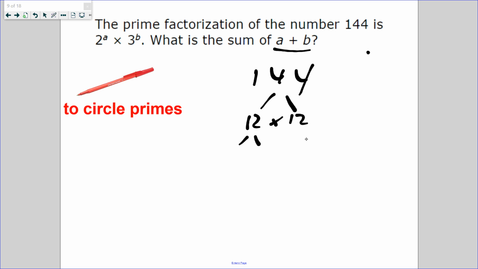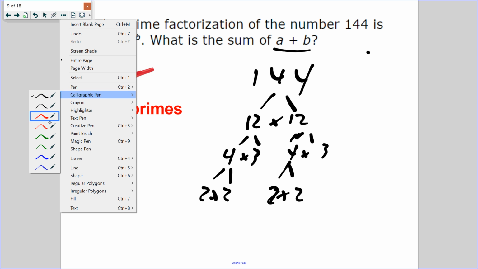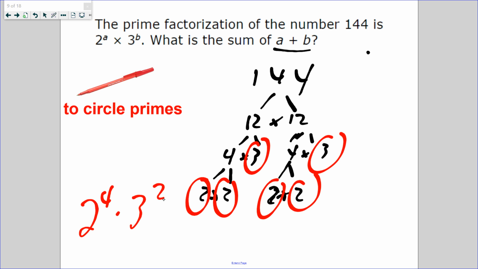But can 12 be broken down? Well, they're both the same, so we're just going to copy it like a mirror effect. 12 can be broken down into 4 times 3. Can 4 be broken down into factors? Yes, 2 times 2. Can 3 be broken down? I don't think so. So I'm going to circle in red: 2, 2, 3 are primes. So 2 to the 4th power times 3 squared. If I add up these exponents, 4 and 2, 4 plus 2 equals 6.